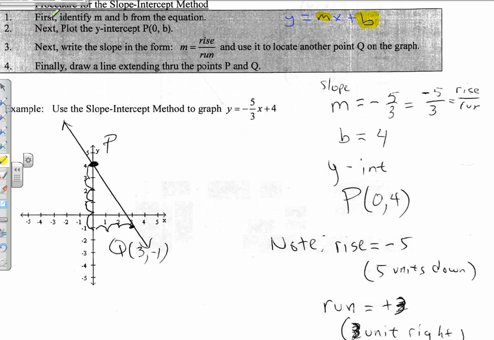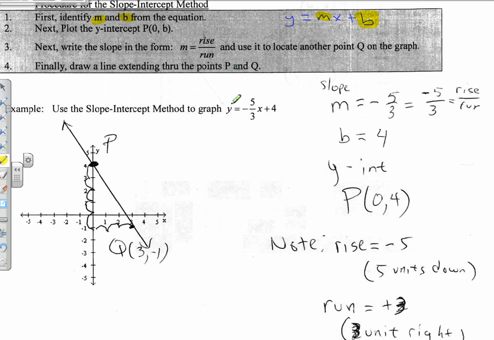It says first identify m and b from the equation. Next, plot the y-intercept 0, comma b. Write the slope in the form rise over run, and use the slope to locate another point Q on the graph. So we'll see how that goes. And then finally, draw a line that goes through the points P and Q.